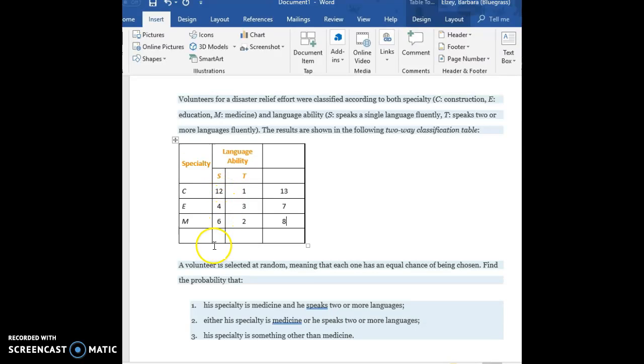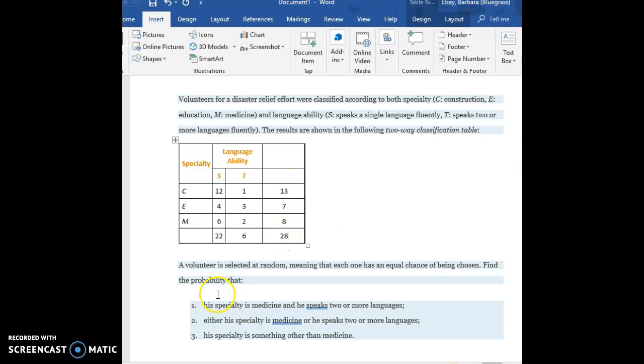So let's see, 16 and 6, 22. And 4 and 2, 6. And then I want to make a total of this row. If I make a total of the row, it's 28. And I should be able to check because the total of this column should also be 28. And let's notice that it is.